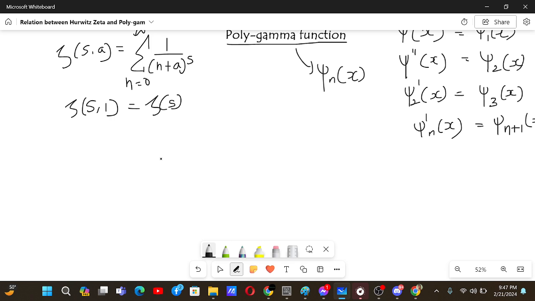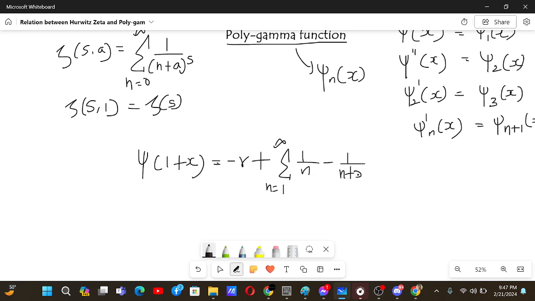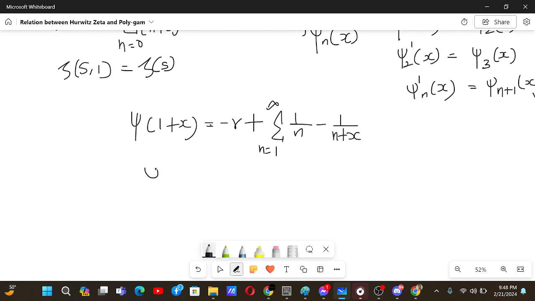So first of all, we know that digamma of 1 plus x is defined as negative Euler-Mascheroni constant plus the sum going from n equals 1 to infinity of 1 by n minus 1 by n plus x. Now if you try to differentiate this, we get digamma 1 of x plus 1. This is just a constant with respect to x, remember that this is also constant. So we have the sum from n equals 1 to infinity, and over here it is 1 by n plus x whole square.